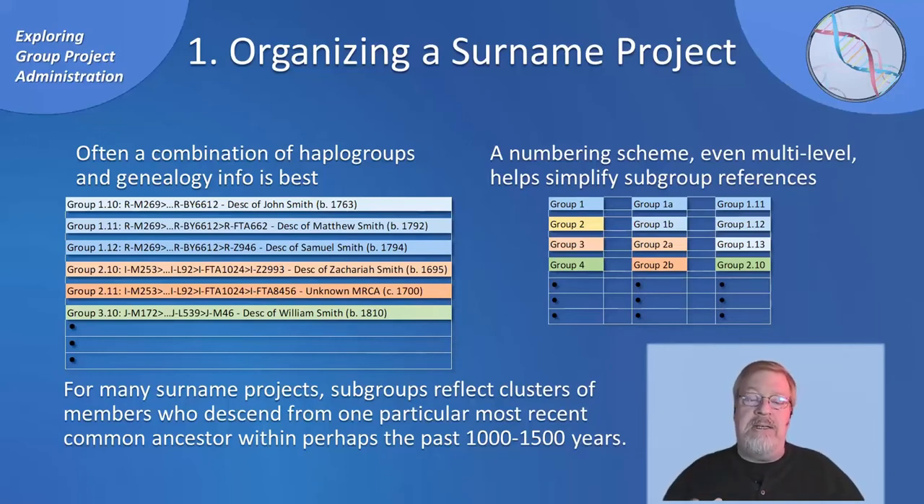But the basic idea in a generic surname project is that the subgroups really reflect clusters of members who descend from one most recent common ancestor within, I'll say, genealogical time, right? Maybe the last 1,000, 1,500 years. It doesn't always have to be within the time of records. It doesn't even have to be within the time where that group connects to. Very often our groups connect to a member that has not been identified yet, but the idea being that you have a chance of finding out who that common ancestor was, at least, and that group is more tightly connected to each other than they are to anyone else in your project.